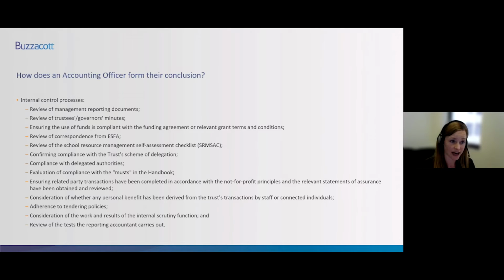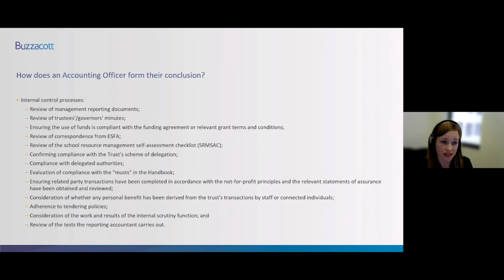The next area is ensuring that related party transactions have been completed in accordance with the not-for-profit principles and that relevant statements of assurance have been obtained and reviewed. A statement of assurance is a certification from the supplier that the goods or services have been provided at cost, and that's required for any transaction above £2,500.